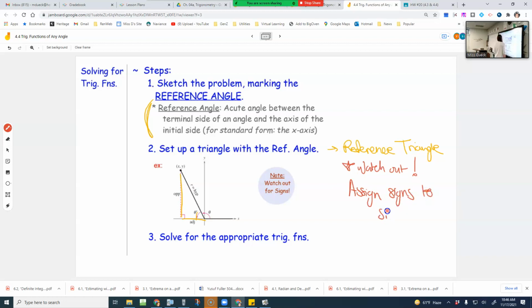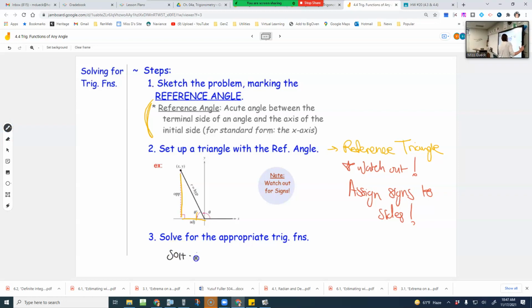Assign signs to the sides. Length is always a positive number. However, we're talking about direction as well, so we need to assign the positive or negative to the side lengths as appropriate, as we just talked about with All Students Take Calculus. And then to solve for the appropriate trig functions, it's no big deal.